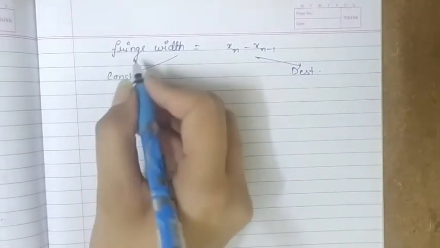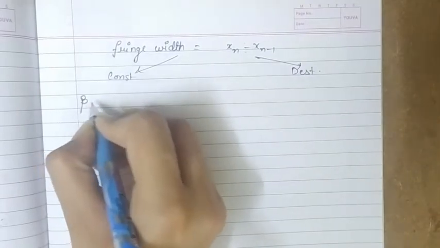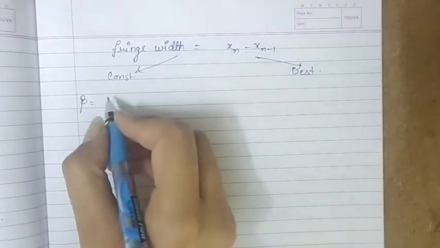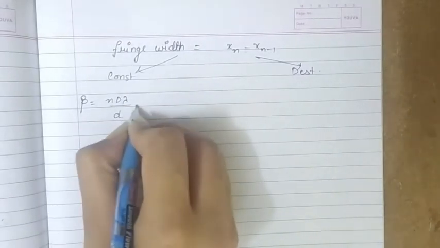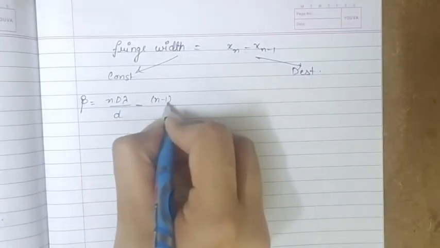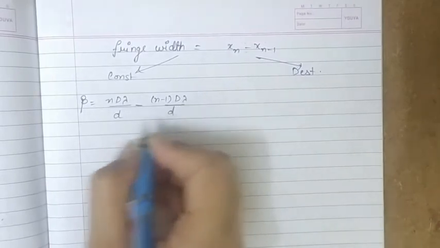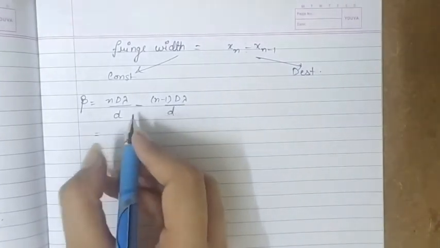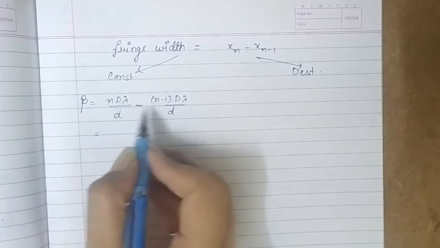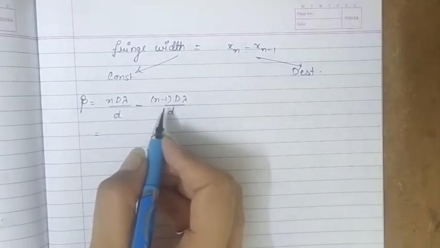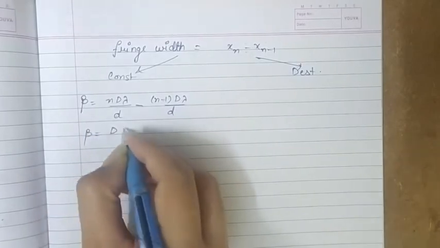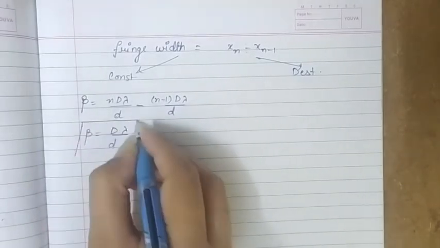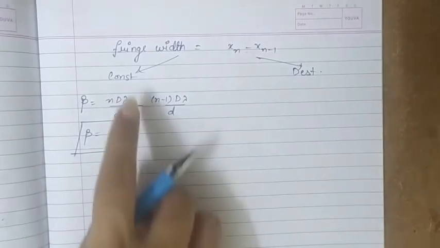So the fringe width is denoted by beta, and it will be xn, that is n D lambda over small d, minus (n minus 1) D lambda over small d. If we solve this, we get n D lambda over d minus n D lambda over d, which will cancel out, and minus and minus give plus, so we get beta is equal to D lambda over small d. This is the fringe width for constructive interference.